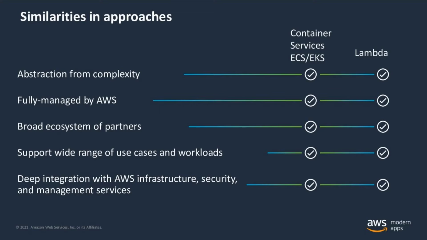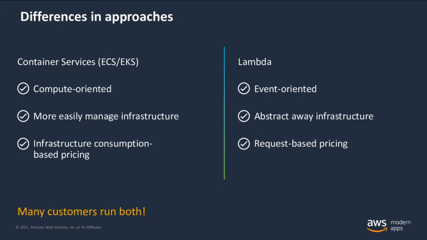So here you can see the similarities in the approaches between containers and Lambda. It's important to note there are no wrong choices here. In many of the most important ways, ECS, EKS, and Lambda give you the same benefits. All three services are fully managed by AWS. All three services have deep integration with AWS automation and deployment services, networking, storage, security, observability, and the AWS ecosystem of partners including Docker, Terraform, and Datadog. And all three services support a broad range of use cases and workloads.